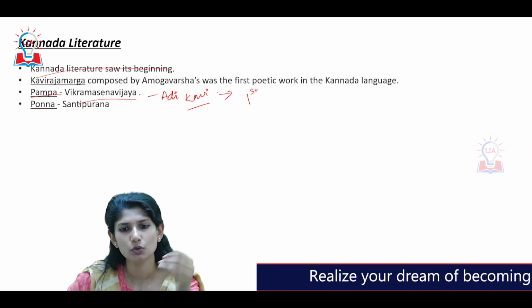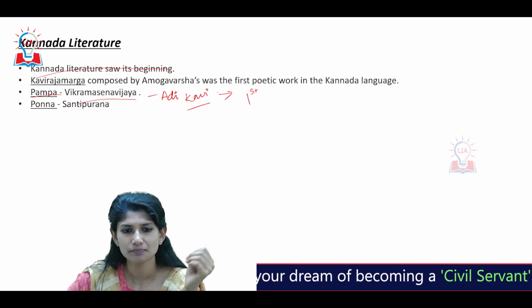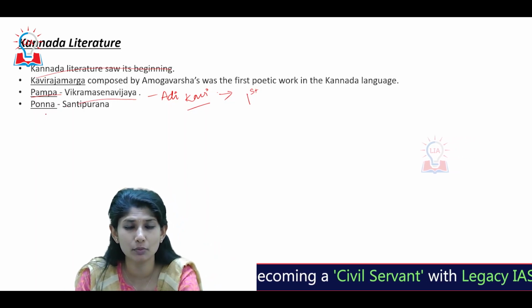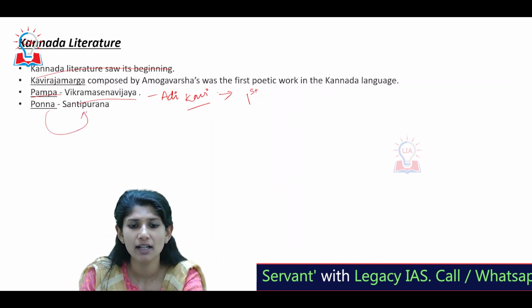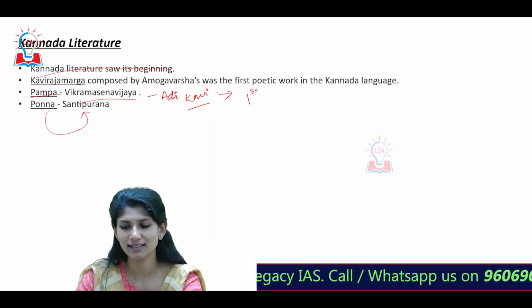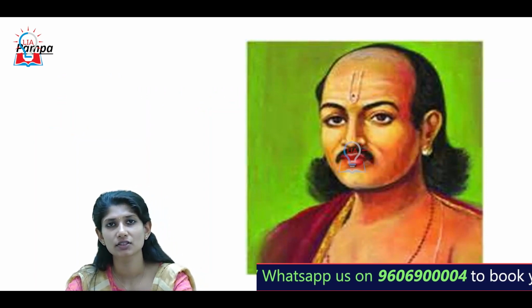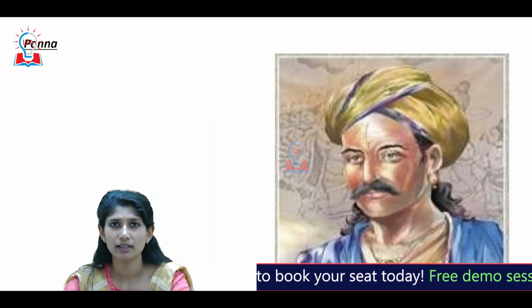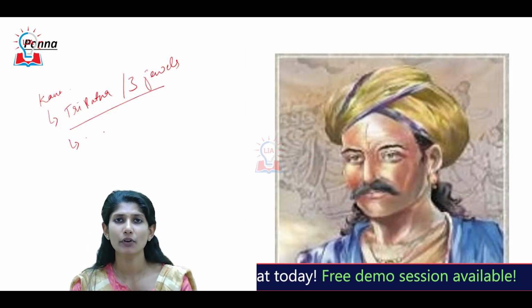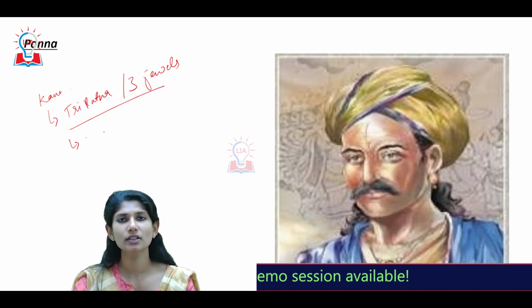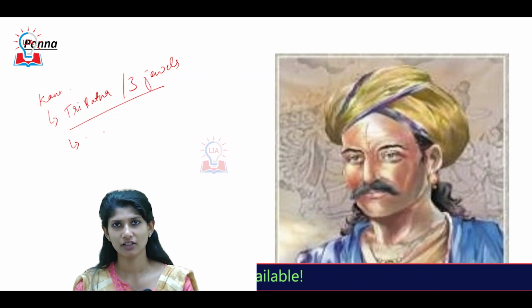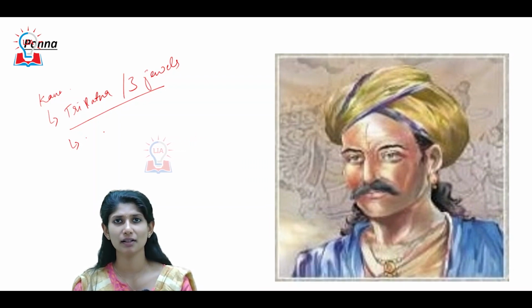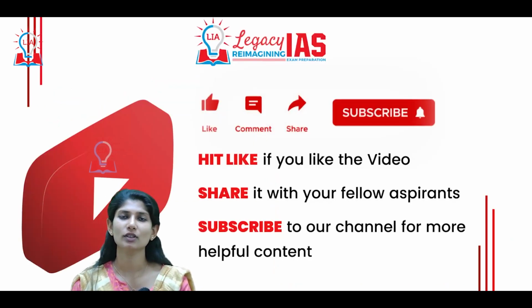Kavirajamarga is also attributed to Amogavarsha. Ponna is a very important poet at this period of time. He wrote Santi Purana. This is your Adikavi Pampa during the period of the Rashtrakutas. This is your Ponna. So three jewels, three poets, who contributed largely to Kannada literature. We can see their timelines based on the Rashtrakutan period, with the beginning in the Rashtrakutan period. Now, that's it for the content on the administration of the Rashtrakutas.